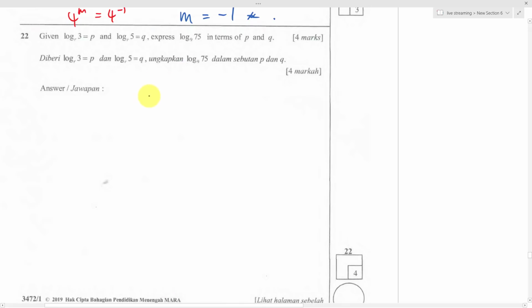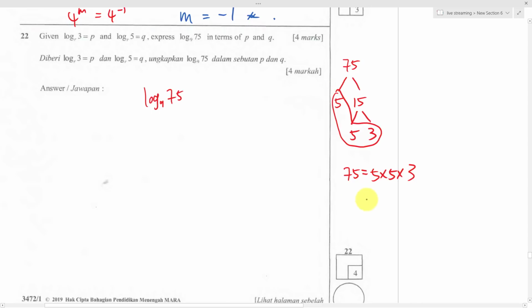Alright, this one, okay. I have log base r of 75 over 9. First thing is I want to make 75 in terms of 3 and 5. This is what I will do. I will do prime factorization. So I use 75 divided by 5, I will get 15. And then 15 divided by 5 again, I will get 3. That means I know 75 is formed by all the prime numbers here: 5 times 5 times 3. So I can say 75 is 5 squared times 3.